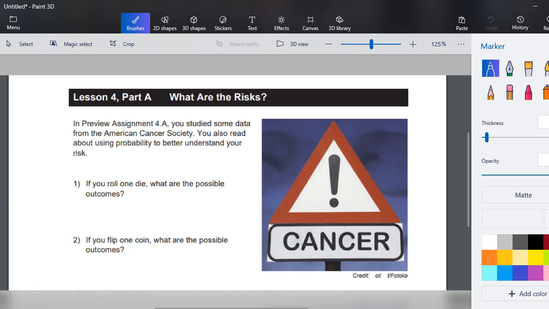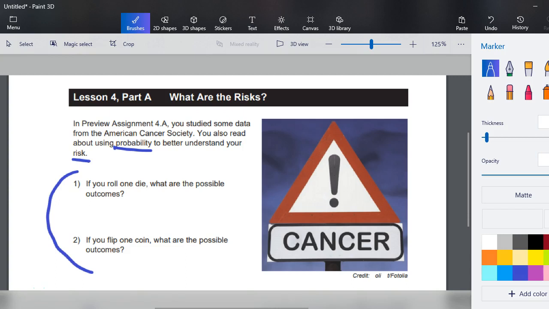Let's get started. In the previous assignment 4A, you studied some data from the American Cancer Society. You also read about using probability to better understand your risk. Probability, understanding risk. I want you to complete questions 1 and 2. After you hit pause, complete those, and then come back and work on the video information with me.